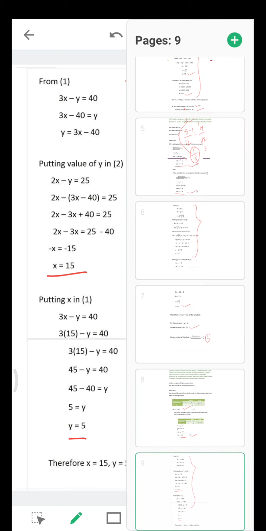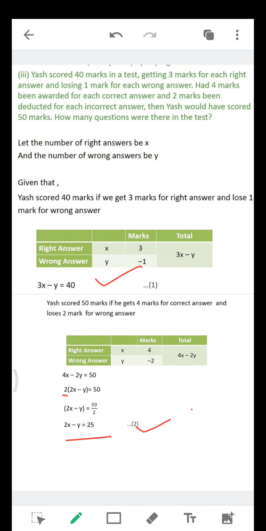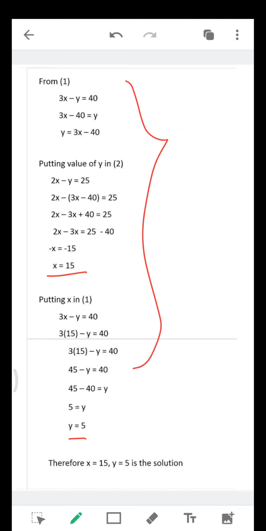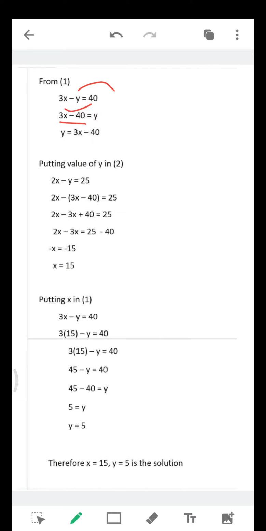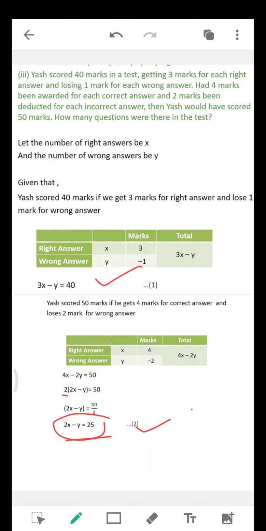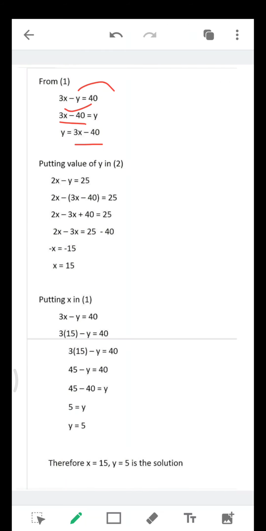I'll recapitulate how to solve equations by the substitution method. We'll take any one equation. I am taking equation number 1. From equation number 1, I'll get the y value: y is equal to 3x minus 40. This y value I'll put in equation number 2. What is our equation number 2? It's 2x minus y is equal to 25.